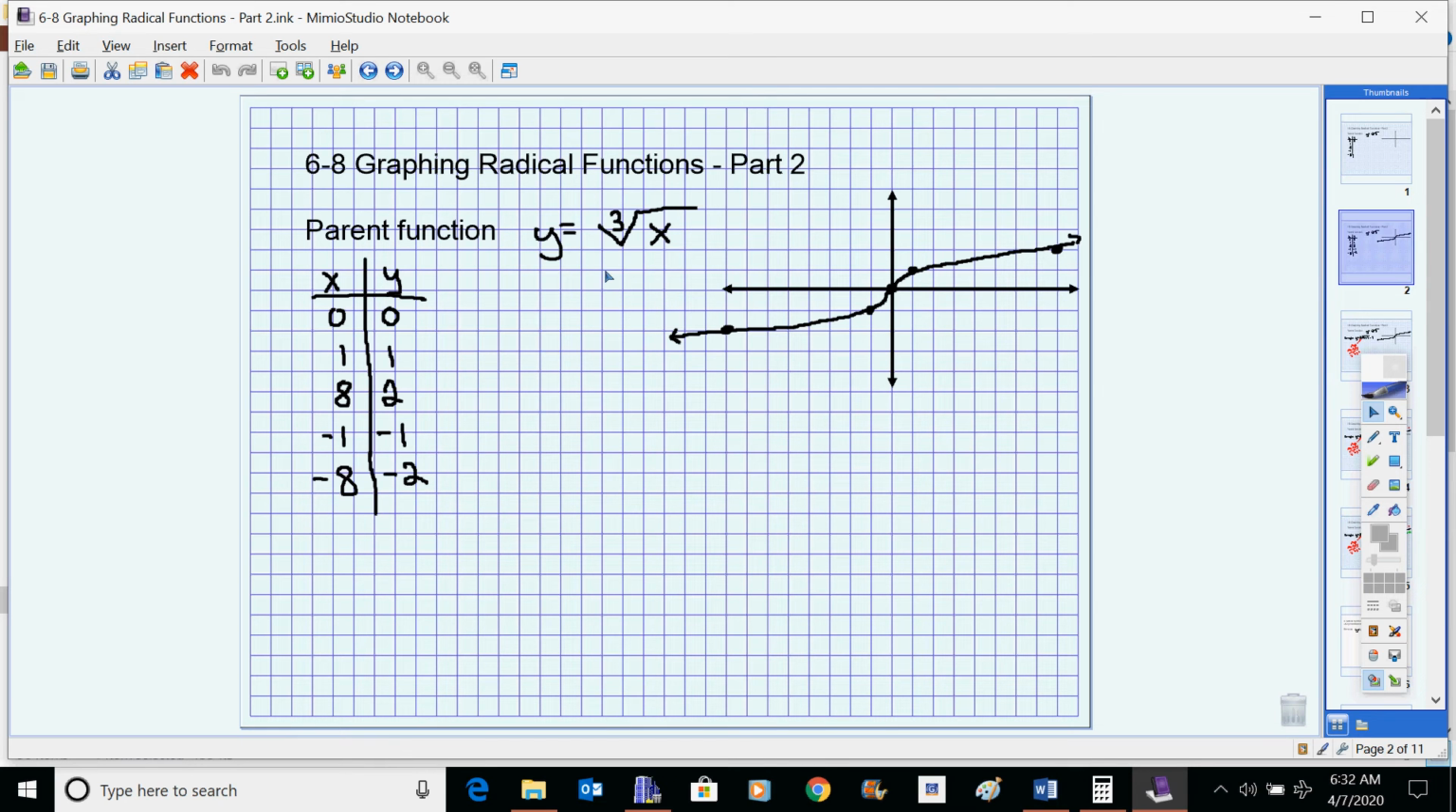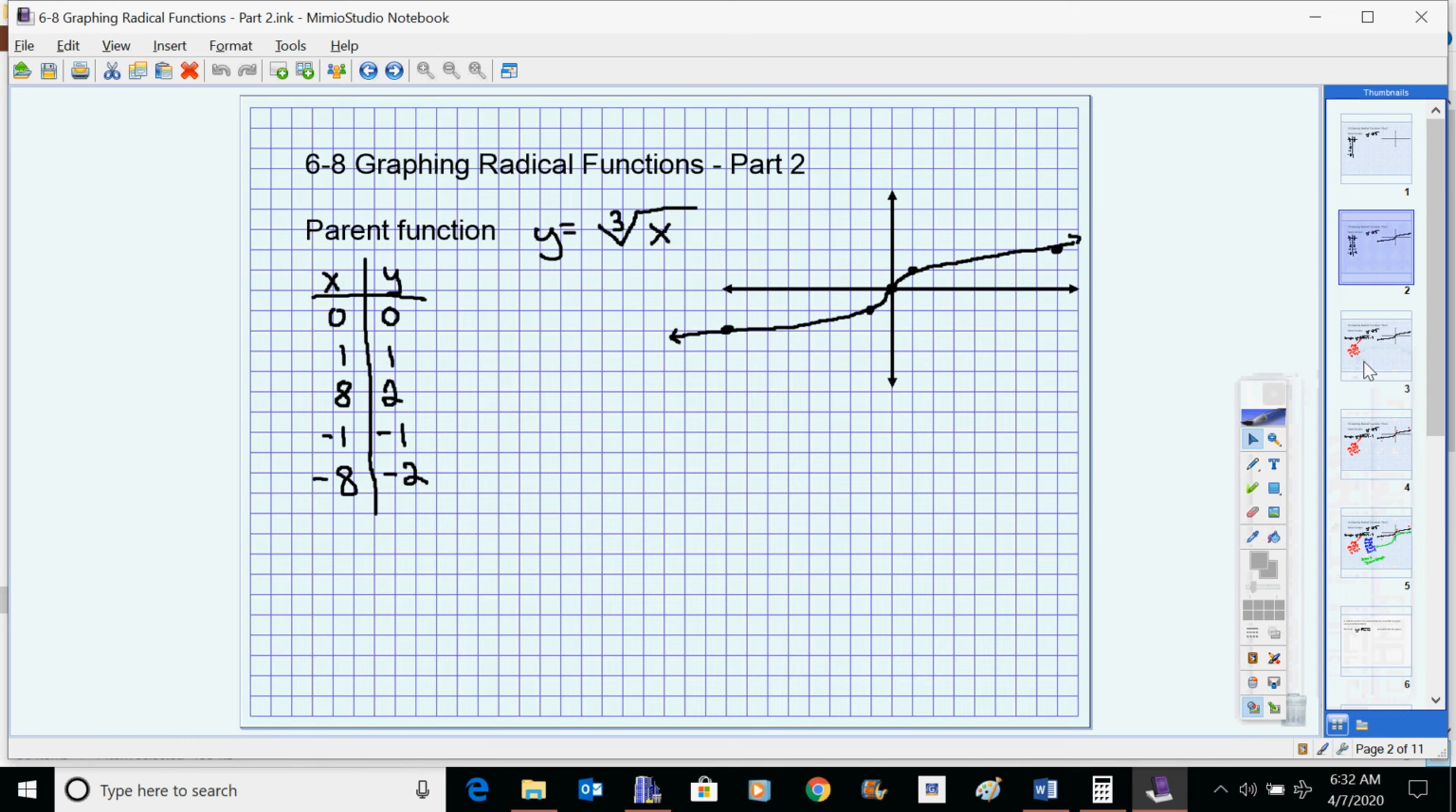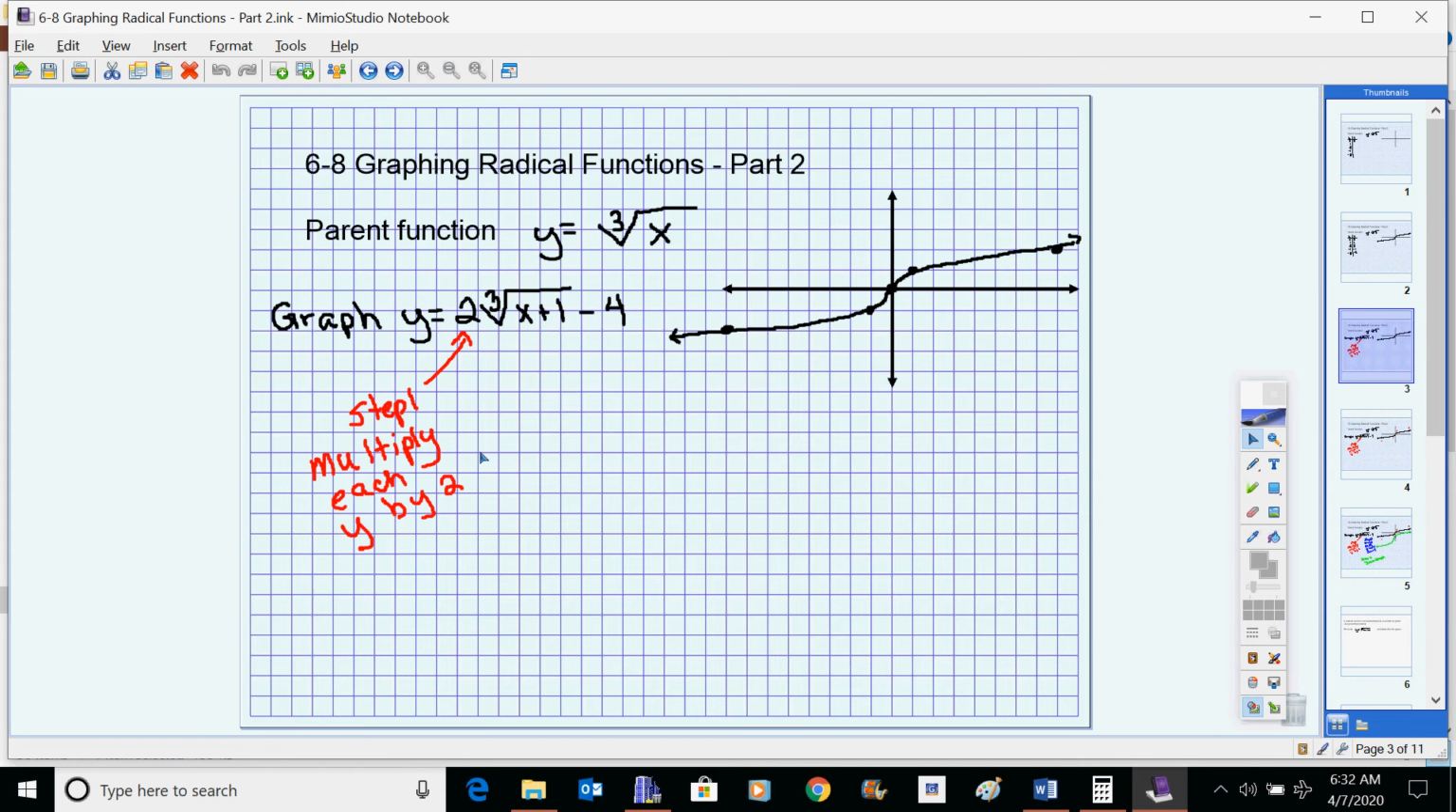Once again, since we have a new parent function, it follows the same rules. This lesson doesn't have to be terribly long, because it follows the same rules as what we've seen before. If we're looking at a new function that we want to graph, it is a function because it does pass the vertical line test. We still need to throw that in there as a little bit of a review. We have 2 times the cube root of (x plus 1), minus 4. So you need to interpret what each one of the things is telling you to do.